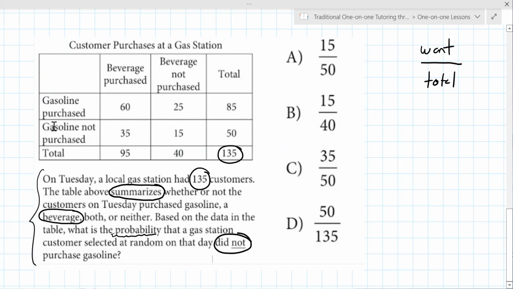Not purchased. So how many people did not purchase gasoline? 50 people. How many people did purchase gasoline? 85. Which number do we want, the 50 or the 85? We want the 50. What's the total? 135. Okay, is that answer there? Yep. Perfect, letter D.